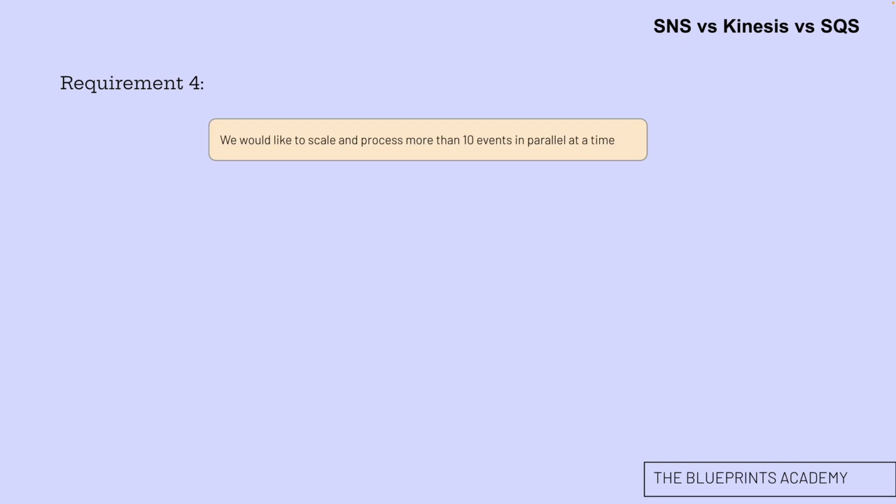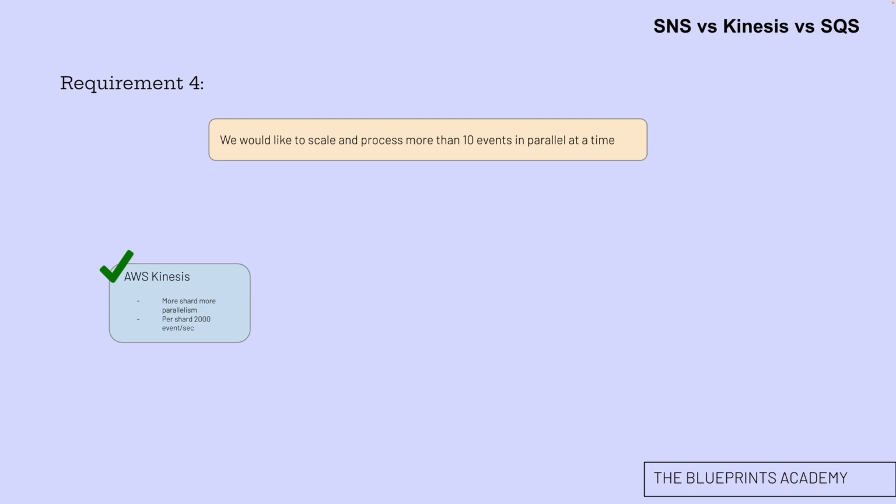What is requirement 4? This is with respect to scaling of the system. Let's say we would like to scale and process more than 10 events in parallel at a time. Now let's see how these services will behave. In case of AWS Kinesis, we can easily do this. Actually, AWS Kinesis is meant for this purpose.